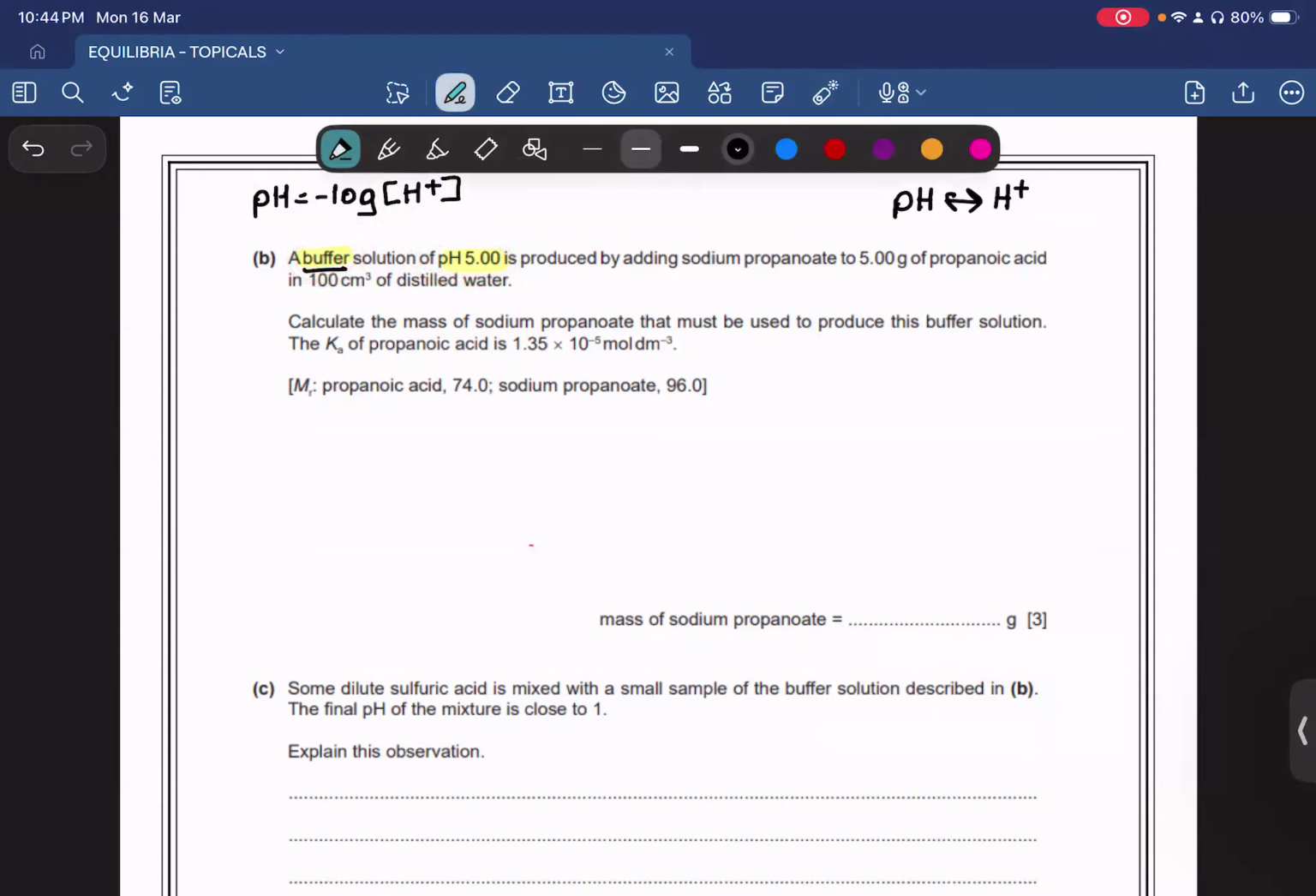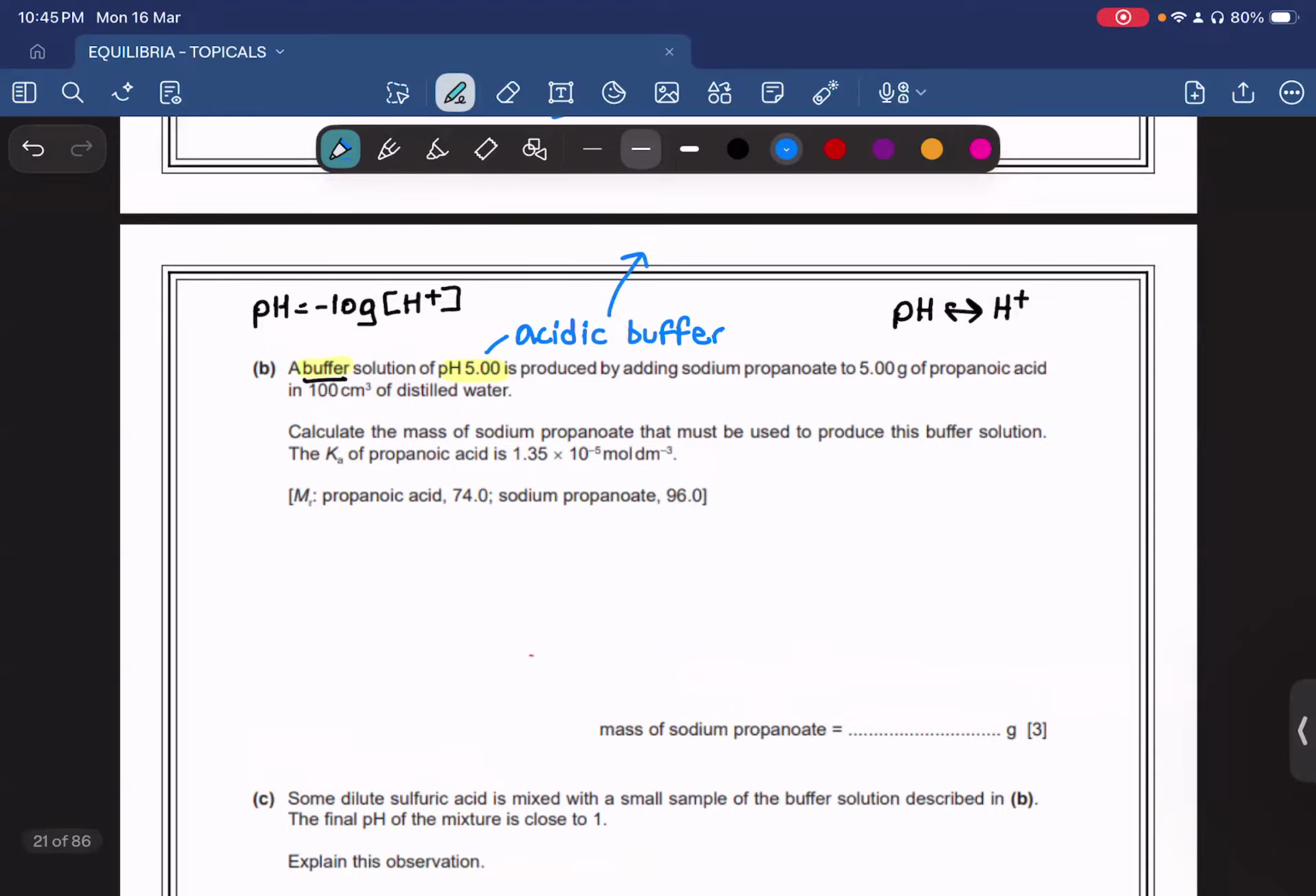Okay, is this an acidic buffer or a basic buffer? This is an acidic buffer because acids are those substances or compounds which have a pH of less than 7. So this is an acidic buffer. And remember, just like in the last class we talked about, what is an acidic buffer made of?